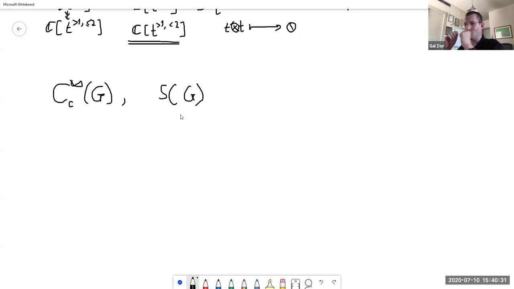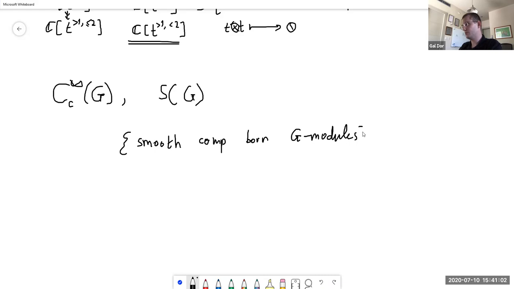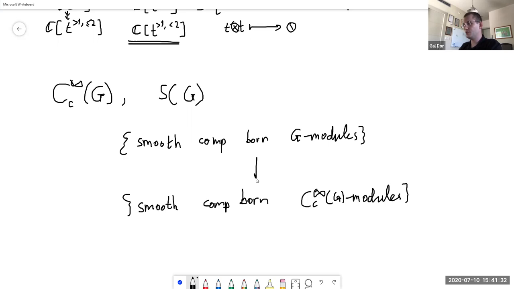One can reformulate the Dixmier-Malliavin theorem in a more categorical language as a categorical equivalence. The claim is that you can take two categories, one of smooth complete bornological G-modules, and the category of smooth complete bornological C_c^infinity(G)-modules, and these two categories are equivalent.